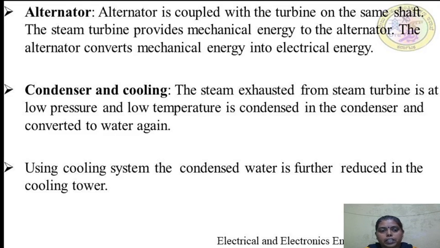The next component is the condenser and cooling. The steam coming from the steam turbine, at low pressure and low temperature, is condensed in the condenser and converted to water again. Using the cooling system, the condensed water is further cooled in the cooling tower.